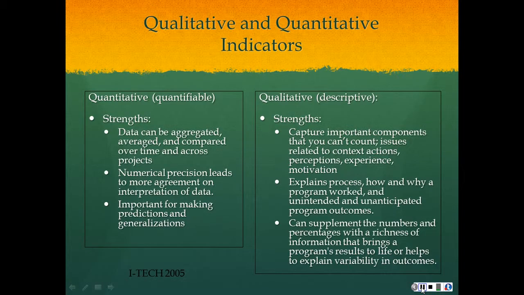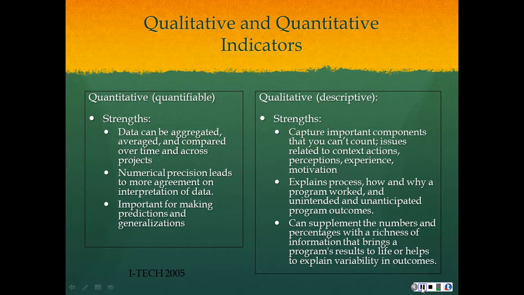So let's look at the difference between qualitative and quantitative indicators. Quantitative indicators, as we said, are quantifiable. They're numbers. They're data that can be aggregated, averaged, and compared over time and across projects. They're numerical, and so they can be very precise, and this leads to a better agreement or interpretation of data. And numbers are very important for making predictions and generalizations.